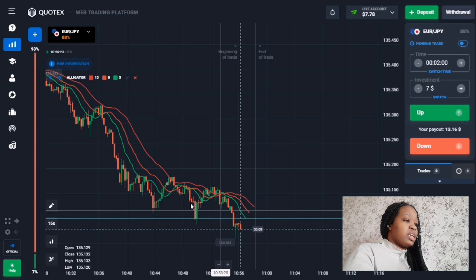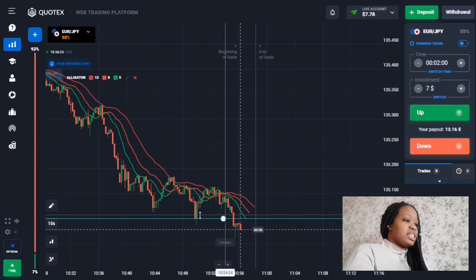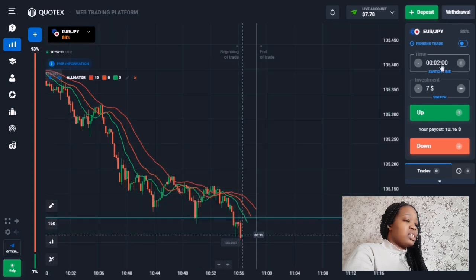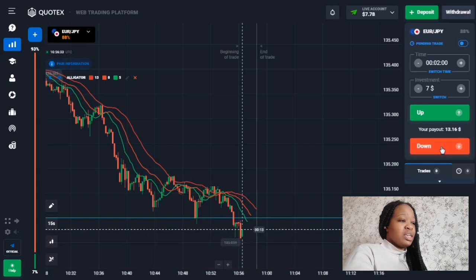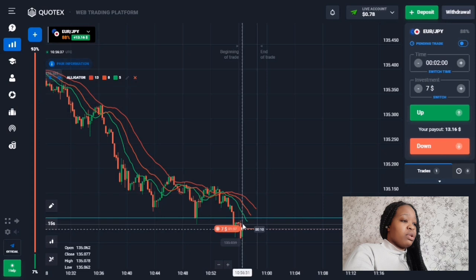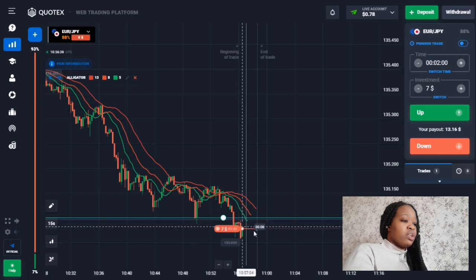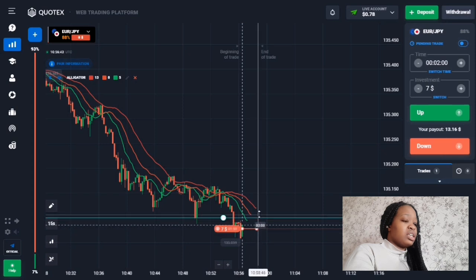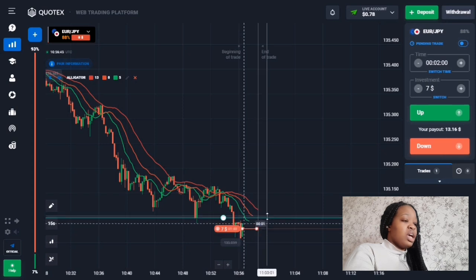Well, this is a level of support and the price hit this level and then there was a rollback up. And right now it is starting to break through this level. So let me enter the market for 2 minutes with a down trade because the indicator signals movement down, because you can see the moving averages are moving further from each other, and it tells us that there will be movement down soon. And also I chose this time with a margin. So let me wait and see the results of this trade.